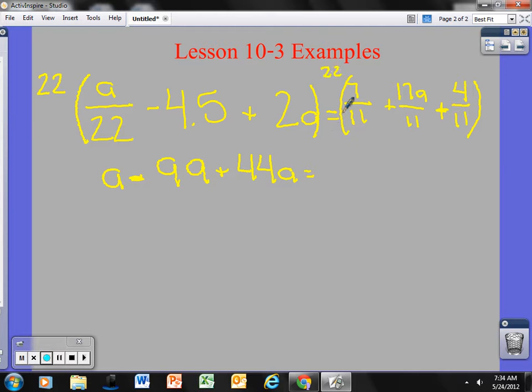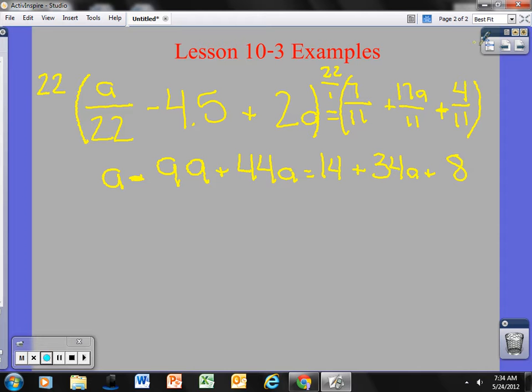11, remember this is really 22 over 1. 11 and 22 have 11 in common. That leaves me with 2 up here. 2 times 7 gives me 14. Plus, same thing here, 11 goes into 22 twice, so I have a 2 here. 2 times 17a gives me 34a. Plus 11 here, 22, that's 2 again, that gives me 8. Okay, now I've made this equation a bit simpler to solve.